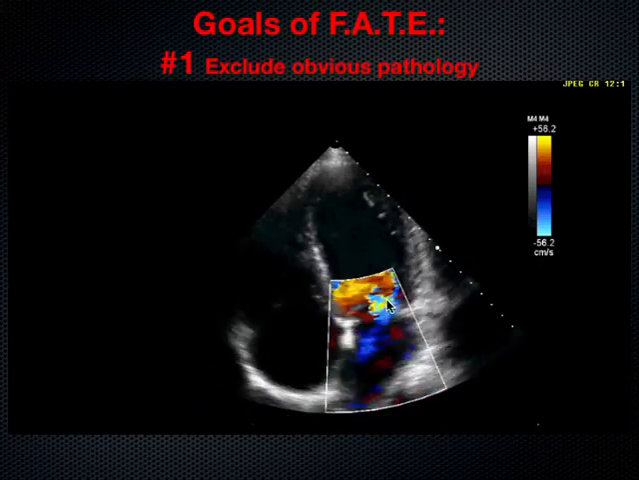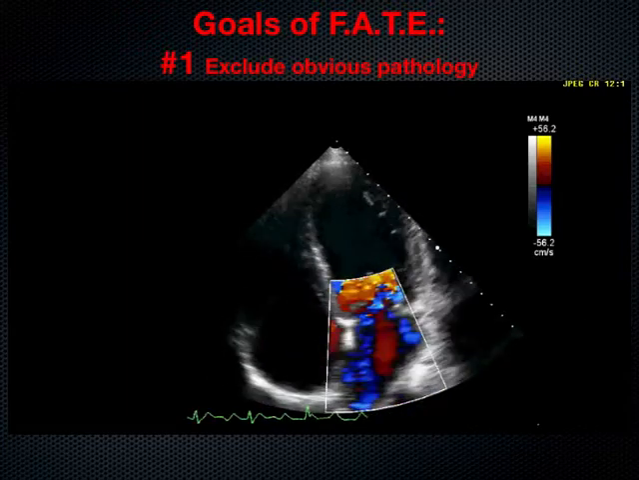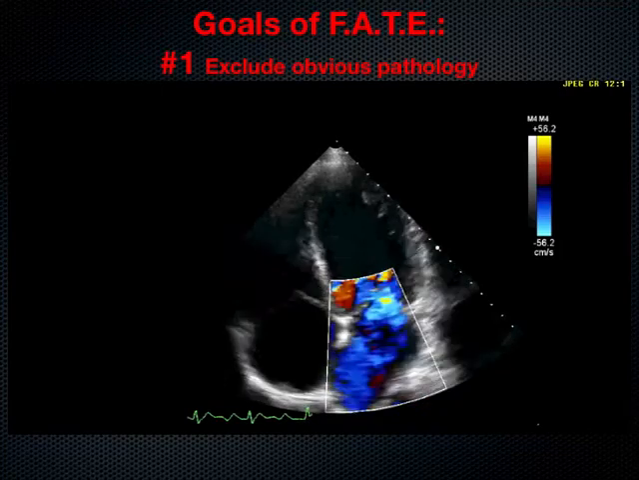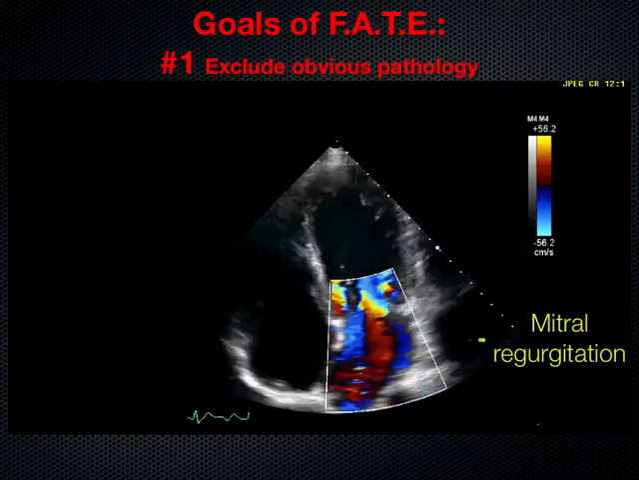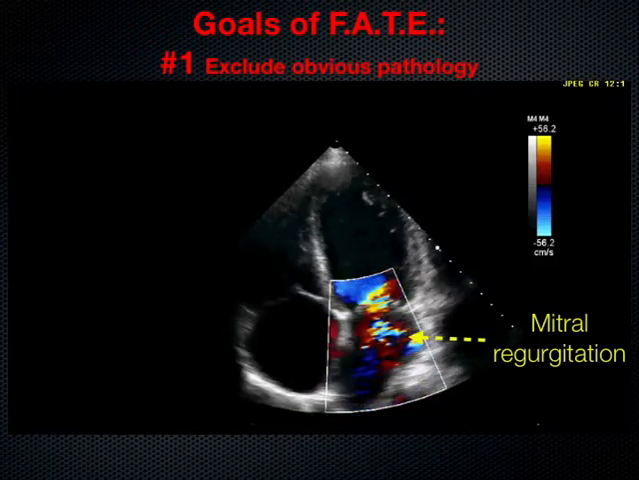valve regurgitation here with this jet of blue going with each beat of systole into the back wall of the left atrium. You shouldn't see any there. Normal individuals, you won't see any of that. So this is just a case of severe mitral regurgitation.